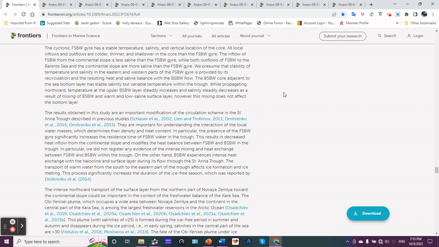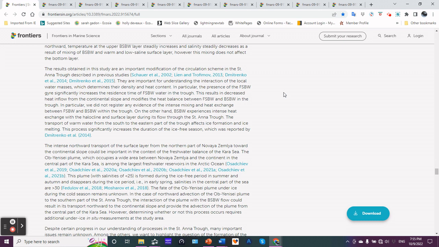The Barents Sea branch water core, adjacent to the sea bottom layer, has stable salinity but variable temperature within the trough. While propagating northward, temperature at the upper branch water of the Barents Sea steadily increases and salinity steadily decreases due to mixing with the warm and low saline surface layer. But the mixing does not get all the way to the bottom. So the bottom remains unaffected.